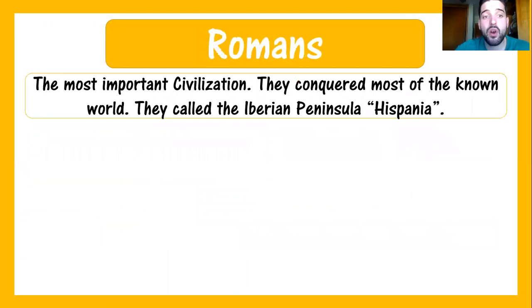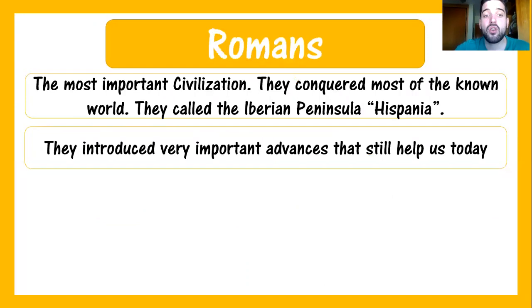And finally, we've got the Romans. It is probably the most important civilization, and more so here in Spain, because they were in the Iberian Peninsula for a long time. They conquered almost all the known world. That means almost all Europe, part of Africa, and part of Asia. Remember, in that time, they didn't know that America existed. They introduced very important advances, so important that they are still useful today.